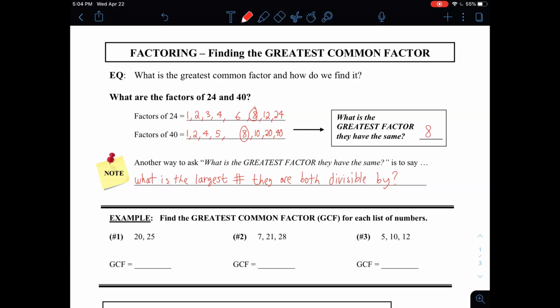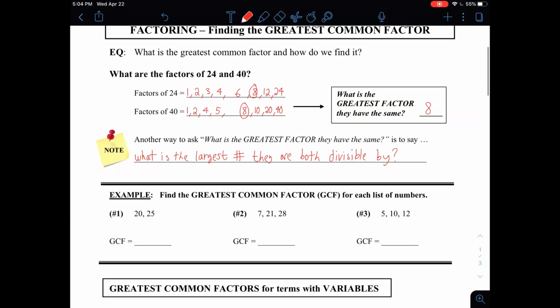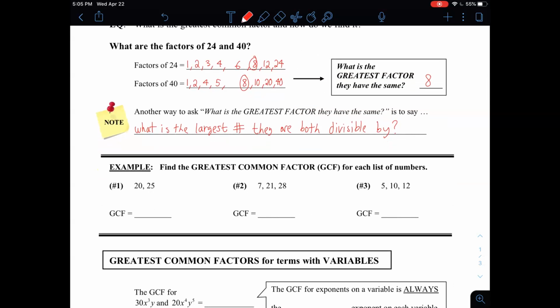I'm going to try and make it really easy for you guys so that you know what we're doing here, okay? So we have some examples to do, 1, 2, and 3 there. It's saying what's the greatest common factor for each of these numbers. So you want to find the biggest number that goes into 20 and 25, and the biggest number that goes into 7, 21, and 28, and 5, 10, and 12. And be aware, there might be an option where they don't have anything in common. What you would put for that, if they don't have anything in common, is the number 1, because everything's divisible by 1, basically. Go ahead and give these a try, and we will see how we did in a second.